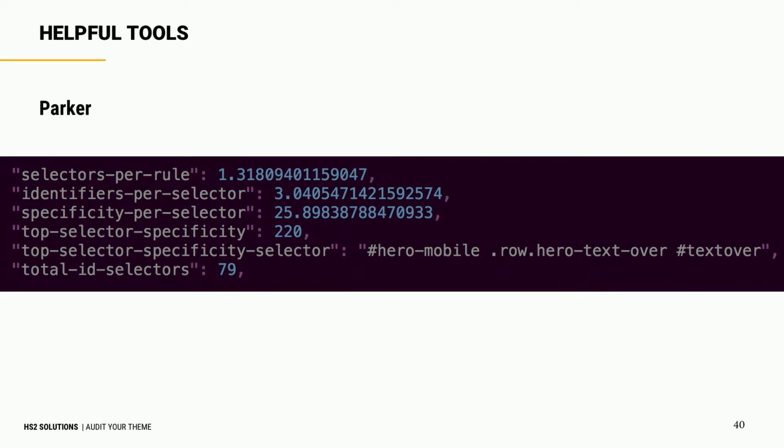Total ID selectors. That really should be 0. IDs are more specific than classes and instantly impossible to reuse because you can only have one ID in the page. If you're reusing IDs in the page, no bueno, right? So IDs get in the way of our pursuit for modular and reusable CSS, because ultimately that's what we're driving towards.